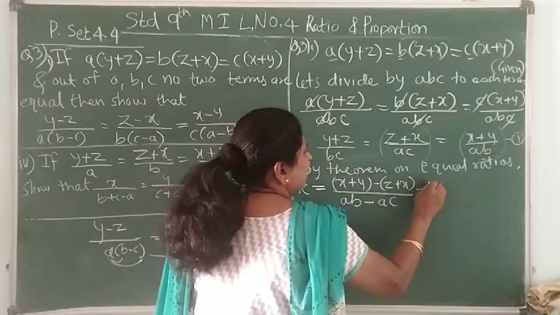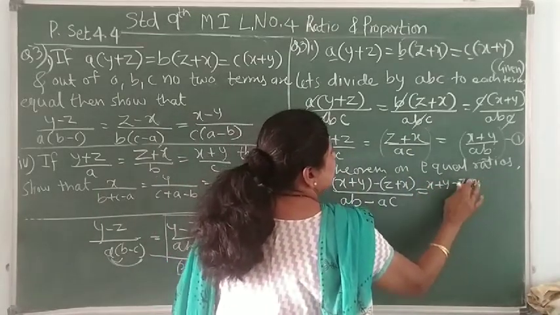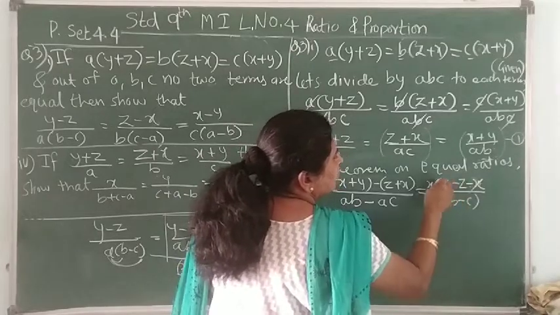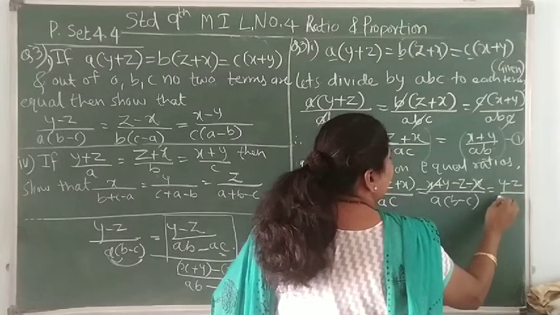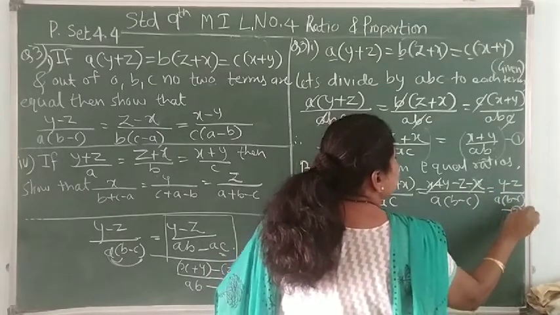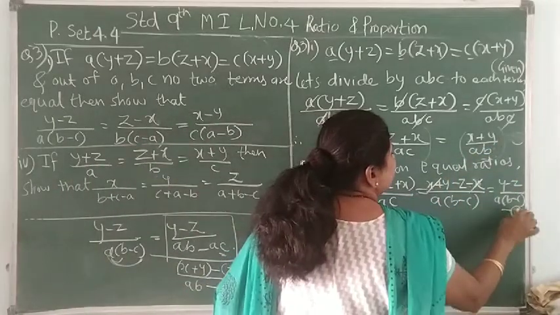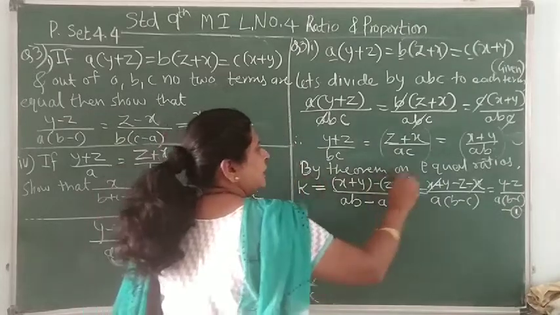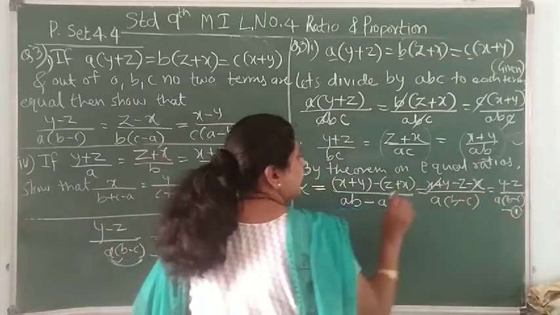Let's simplify here. x plus y minus z minus x upon, here take a common, b minus c, and then this gets cancelled. So here we get y minus z upon a in bracket b minus c. So we can take it as statement number 2. Let's take this only as statement number 1. Okay. So by theorem on equal ratios, each of these we are going to take as k.